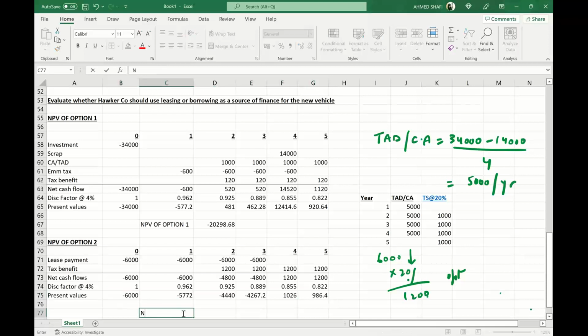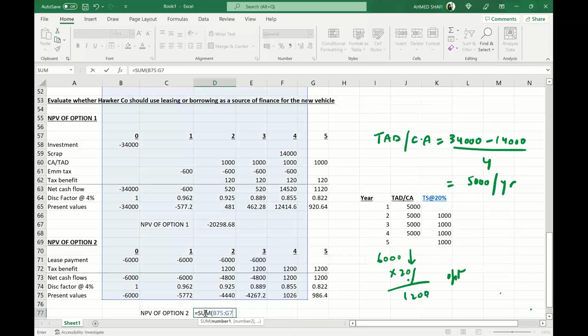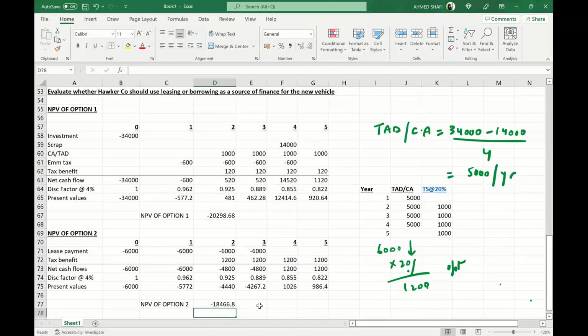And once you net them all, you will get the NPV of option 2: negative $18,466. Okay, you have the NPV of both options. One is giving you negative 20 and one is giving you negative 18,466. So which is better? The company should go for leasing. Okay, you can copy, and if any questions you can ask.